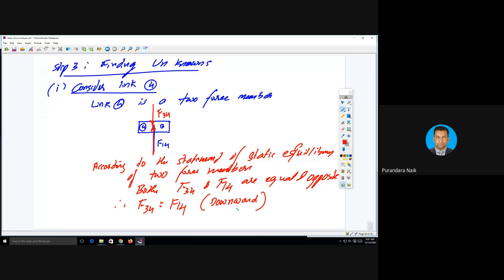Shall we go to the next slide? Copied? Free hand sketch, you can draw the free hand sketch. No need to worry about that, okay? So what is the direction of F34? F34 is downward, exactly downward, vertical. Correct? Okay. Next.